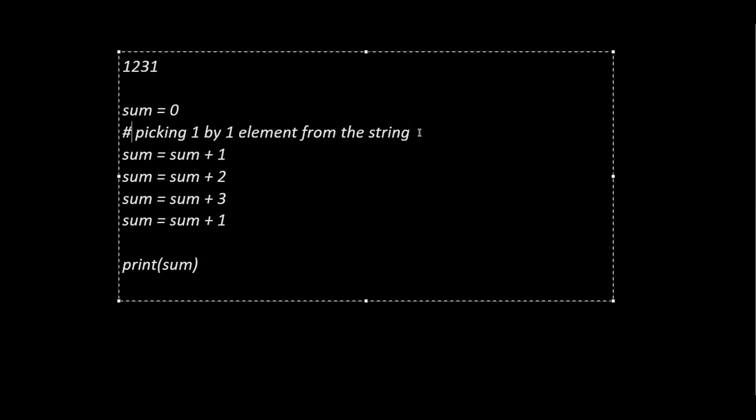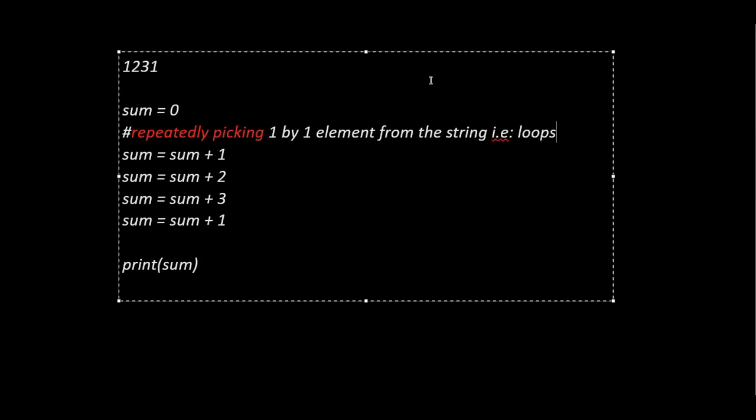How am I picking? Repeatedly, I am doing the same task, just picking one by one element from the given string. You just see two things here. Repeatedly picking, I'm picking one by one element. So whenever you encounter this problem, like repeatedly picking one by one element, in that case, you just need to go for loops.